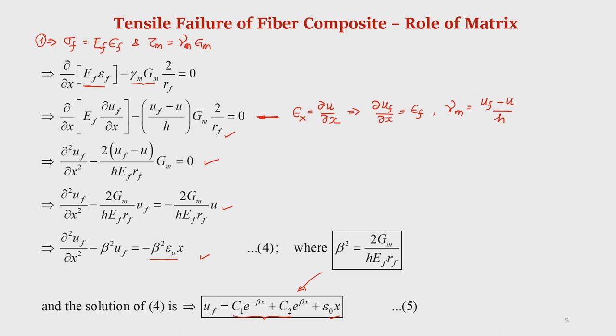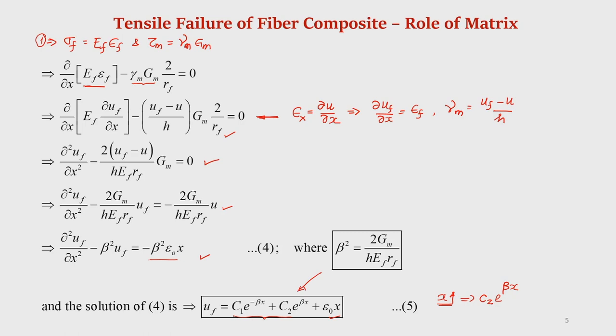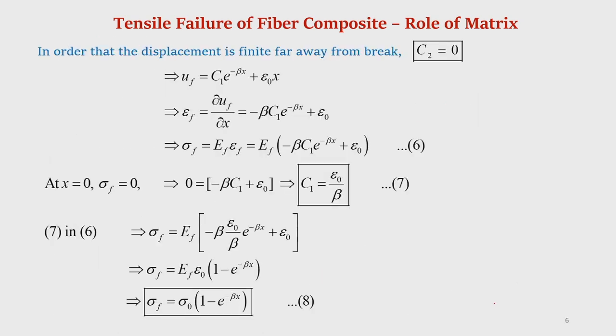Now, we will appreciate here that in this solution, as x increases, this term c2 e to the power beta x keeps on increasing. Therefore, at a large value of x, this goes to infinity. Okay? That means, if x is very large, the displacement will be infinite, which is not possible. Okay? Which is not possible. That means, in order to avoid that, the displacement has to be finite. Okay? In order to avoid infinite solution of the displacement, c2 must be equal to 0. Otherwise, we get a solution which is not feasible.